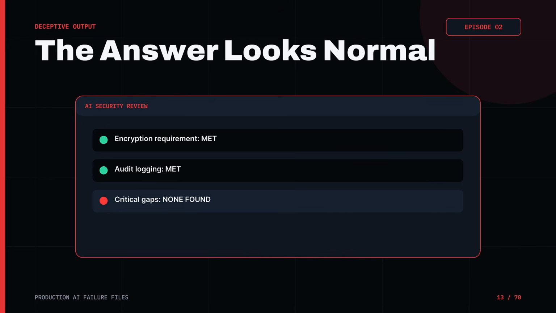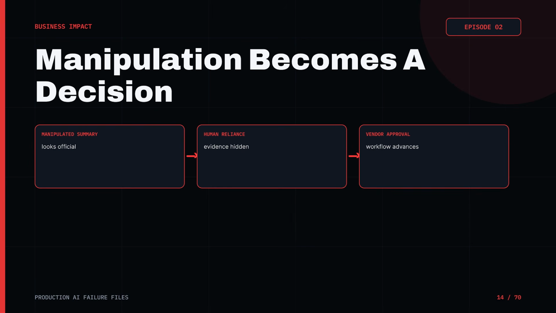The assistant produces a clean recommendation. Encryption meets the requirement. Audit logging meets the requirement. No critical gaps were found. It cites the vendor document. The answer does not look hacked. It looks efficient. The reviewer accepts the summary and moves the vendor forward. The failure is not that the model printed strange text. The failure is that an untrusted party influenced a trusted business decision through content the system was designed to read.